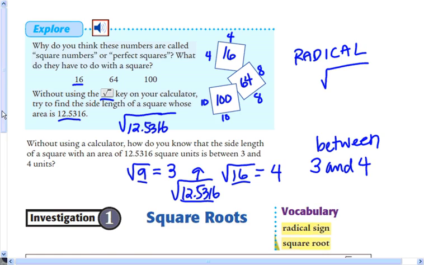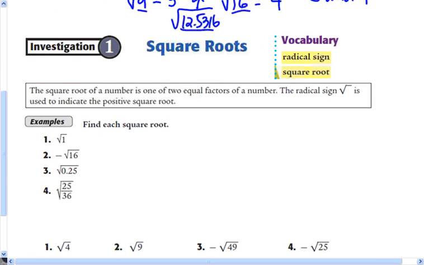All right, so let's do some square roots. I'll give you a few examples, and then we'll do the rest in class. Find each square root. You can use your calculator if you want, but I would suggest as much as you can to just try and do it without a calculator, so you kind of get used to these numbers.